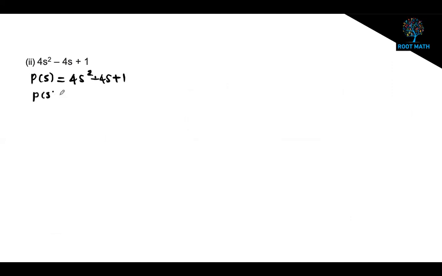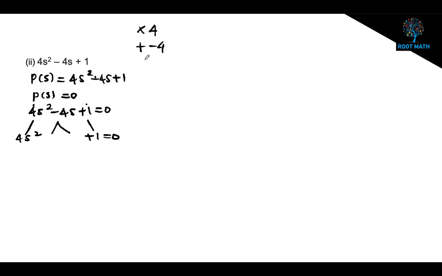P of s is equal to 0, which means that 4s squared minus 4s plus 1 equal to 0. Here, keep the 4s squared as it is and then the plus 1 as it is. Now we want to split this negative 4 only, so that your product number 4 and 1, that means square term and constant term you want to multiply. So product number is 4 and sum number is negative 4.